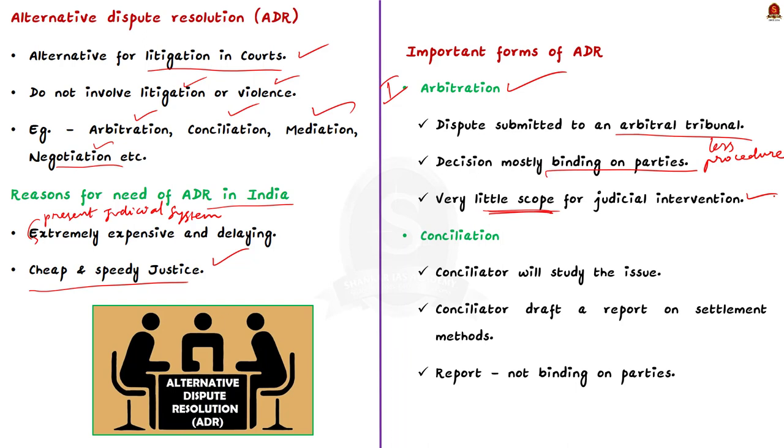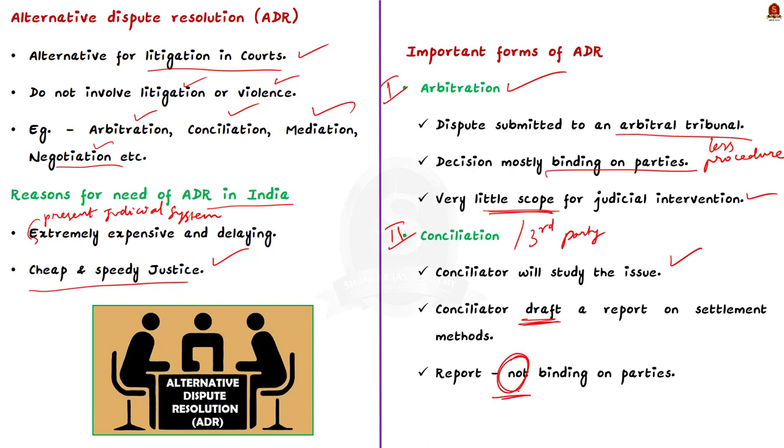Next in line is the conciliation method. In this process, the disputed parties, with the help of a conciliator or neutral third person, will study the issue and will arrive at a mutual settlement. In this method, usually the conciliator would investigate the issue and will draft a report on the methods of settlement. However, the report is not binding on the parties.